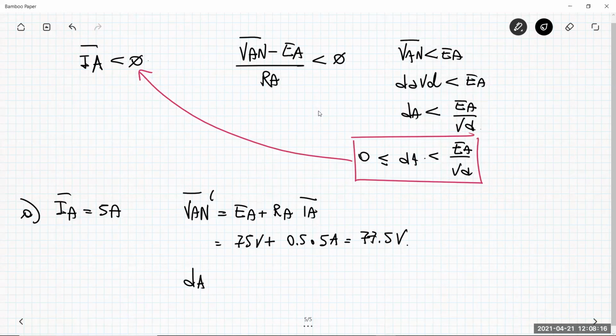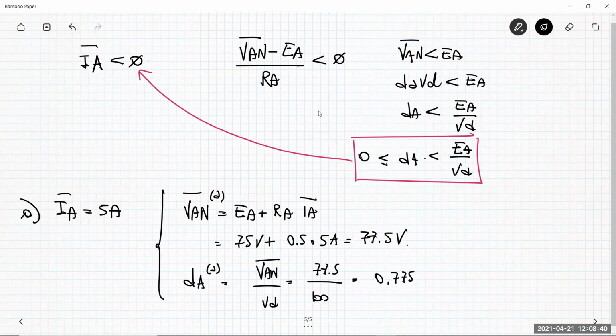The duty cycle, let me put here an A because this is for question A. The duty cycle A is given by what? It is the average voltage divided by VD. So this is 77.5 divided by VD, which is 100 volt. So this is 0.775. Okay, so this answers the first question.